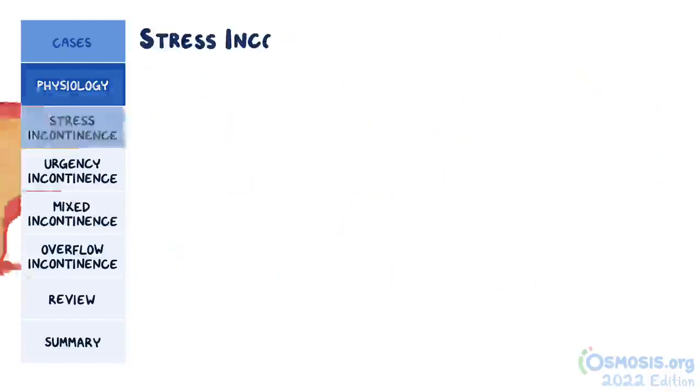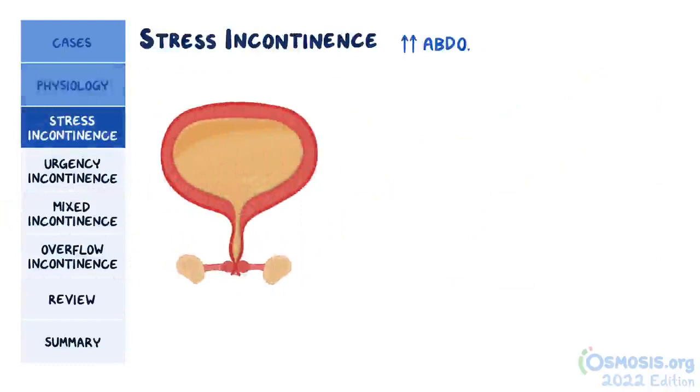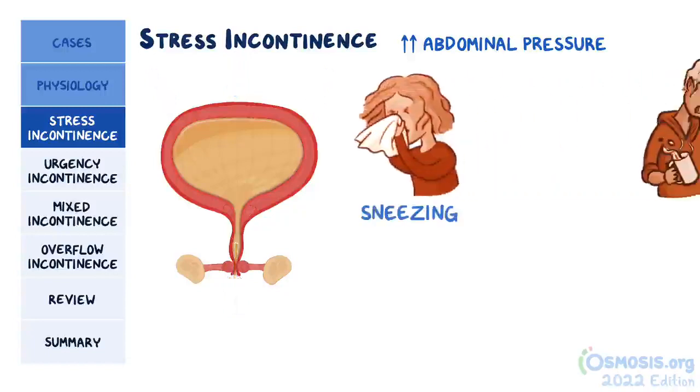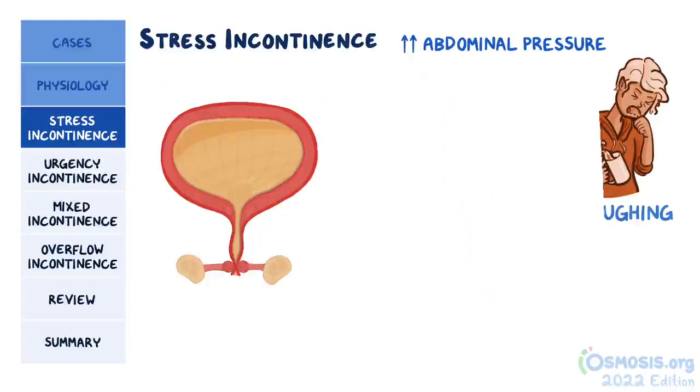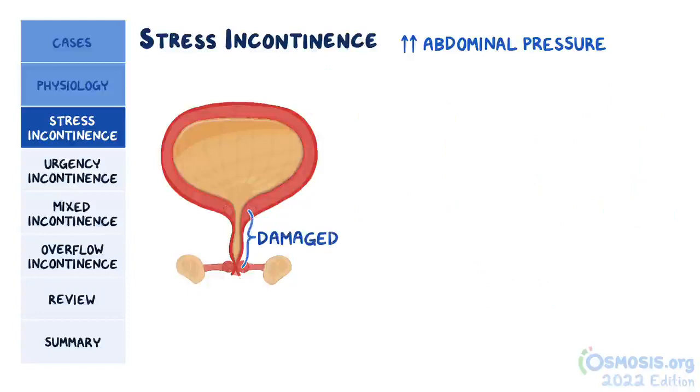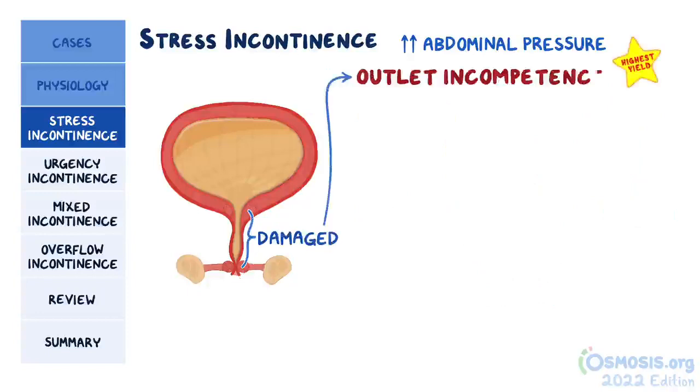Let's start with stress incontinence, which is due to increased abdominal pressure that overwhelms the sphincter muscles and allows urine to leak out. Some activities like sneezing, coughing, or laughing increase abdominal pressure. This increases the pressure in the bladder, and in turn, urine leaks out. If the pressure in the bladder is greater than the pressure in the sphincters, then the sphincters are unable to hold urine in. For your tests, remember that if the sphincters are damaged, which is also called an outlet incompetence, then they can't stop urine from leaking out.